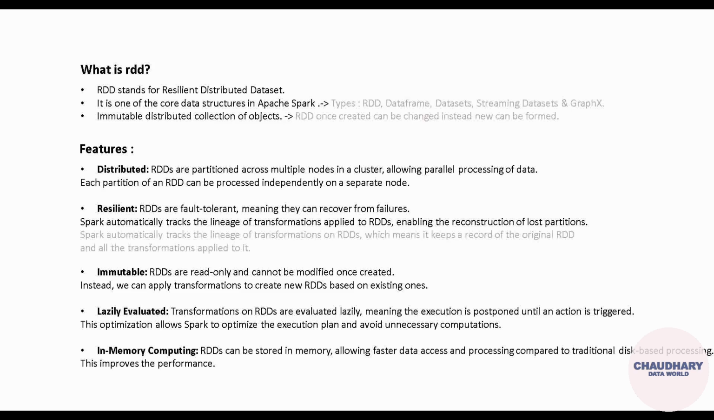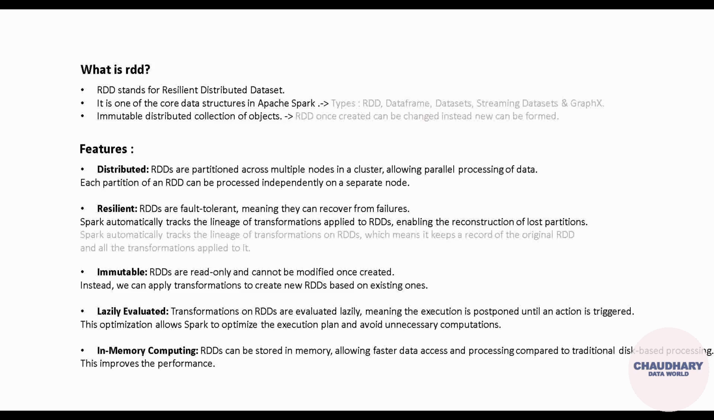So when that data set is getting divided, or a subset is getting allocated to some particular node of the cluster, it is called a distributed system. Correct. Each partition of an RDD can be processed independently on a separate node. Of course, whatever data set or subset of data is on different nodes in a particular cluster will be handled separately.